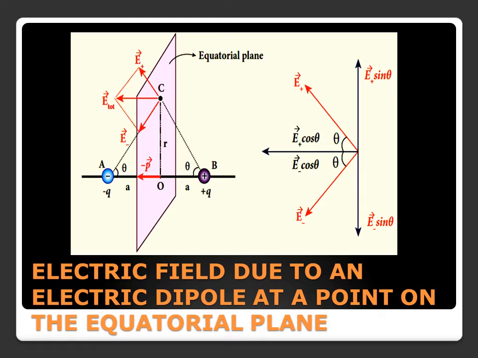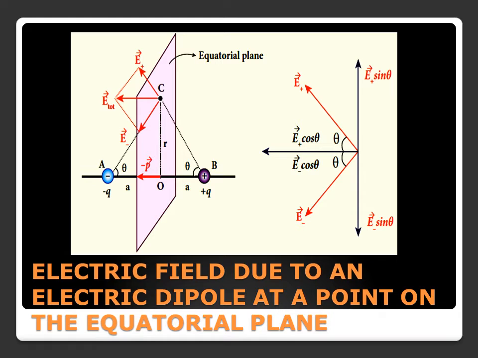E plus, when resolved into two components, is E plus sine theta and E plus cos theta. Similarly, E minus will be E minus sine theta and E minus cos theta. Now, from the diagram, E plus sine theta and E minus sine theta cancel each other because they are equal and opposite in direction. So the resultant electric field at the point C due to the dipole will be E plus cos theta plus E minus cos theta. Since the magnitudes of E plus and E minus are the same, it will be written as 2E cos theta.